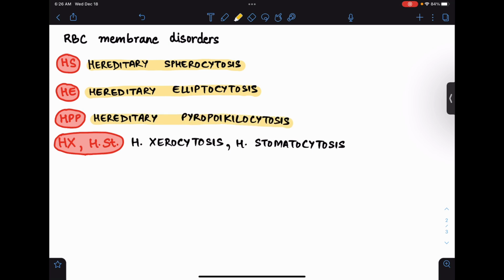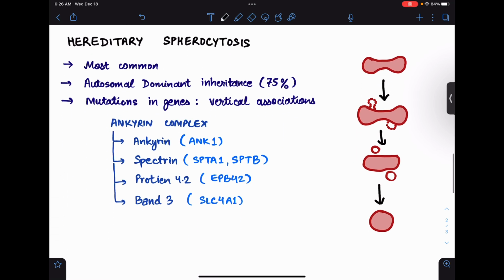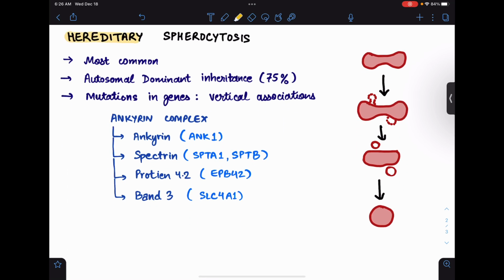Different types of RBC membrane disorders are hereditary spherocytosis, hereditary elliptocytosis, hereditary pyropoikilocytosis, xerocytosis, and stomatocytosis. In this lecture, we are going to discuss these first three.